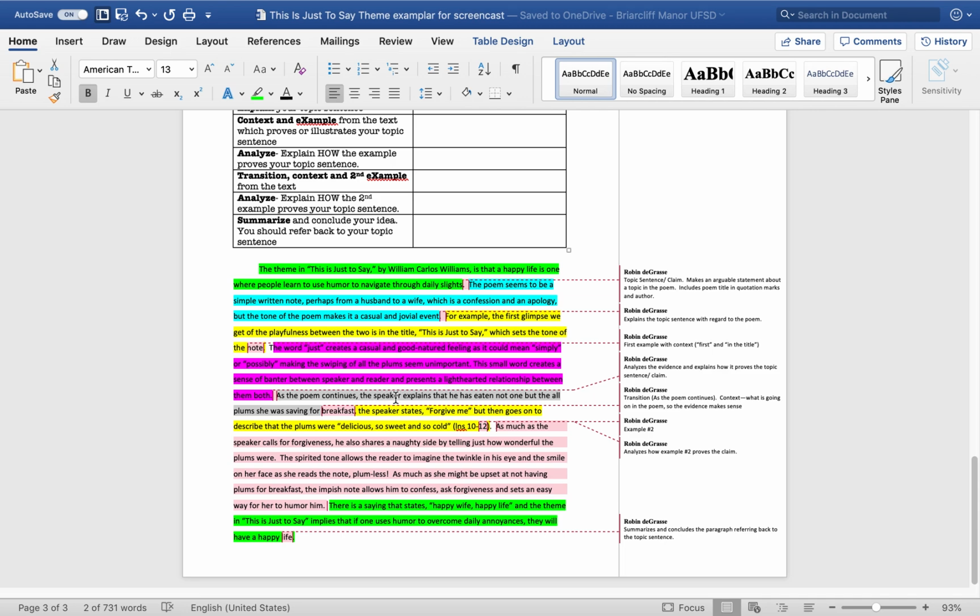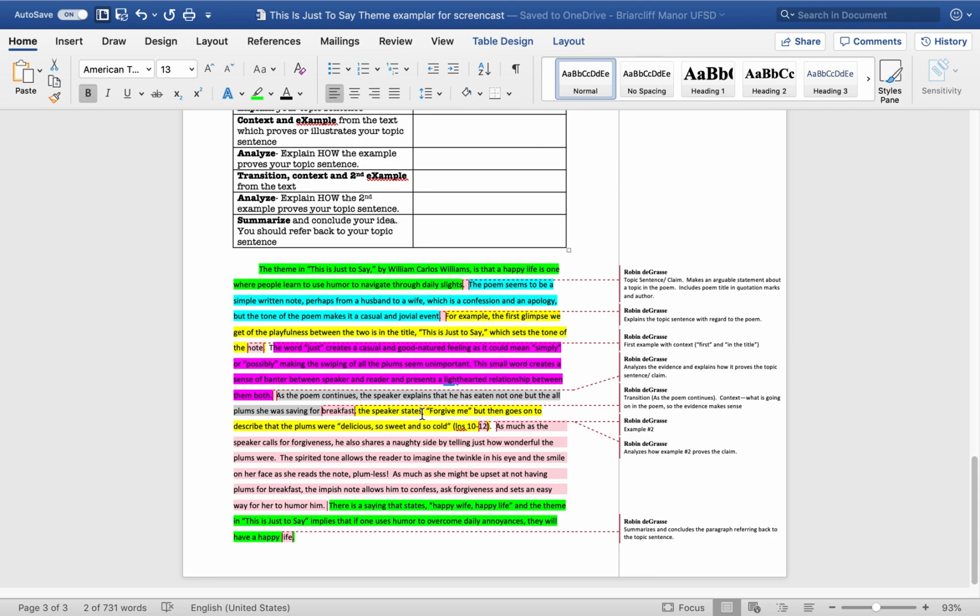And the word "lighthearted" refers to humor. And it also discussed between them both where people learn to use humor. So here's our transition. As the poem continues, the speaker explains that he has not eaten one, but all the plums she was saving for breakfast.